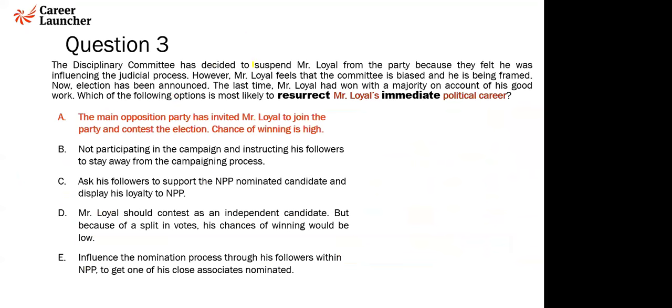Disciplinary committee has decided to suspend Mr. Loyal from the party because they felt he was influencing the judicial process. However, Mr. Loyal feels that the committee is biased and he is being framed. Now elections have been announced. The last time Mr. Loyal had won with a majority on account of his good work. Which of the following options is most likely to resurrect Mr. Loyal's immediate political career? So what is the criteria? Resurrection of Mr. Loyal's immediate political career, not the long term. In the short term, what is the best situation for him to be in?